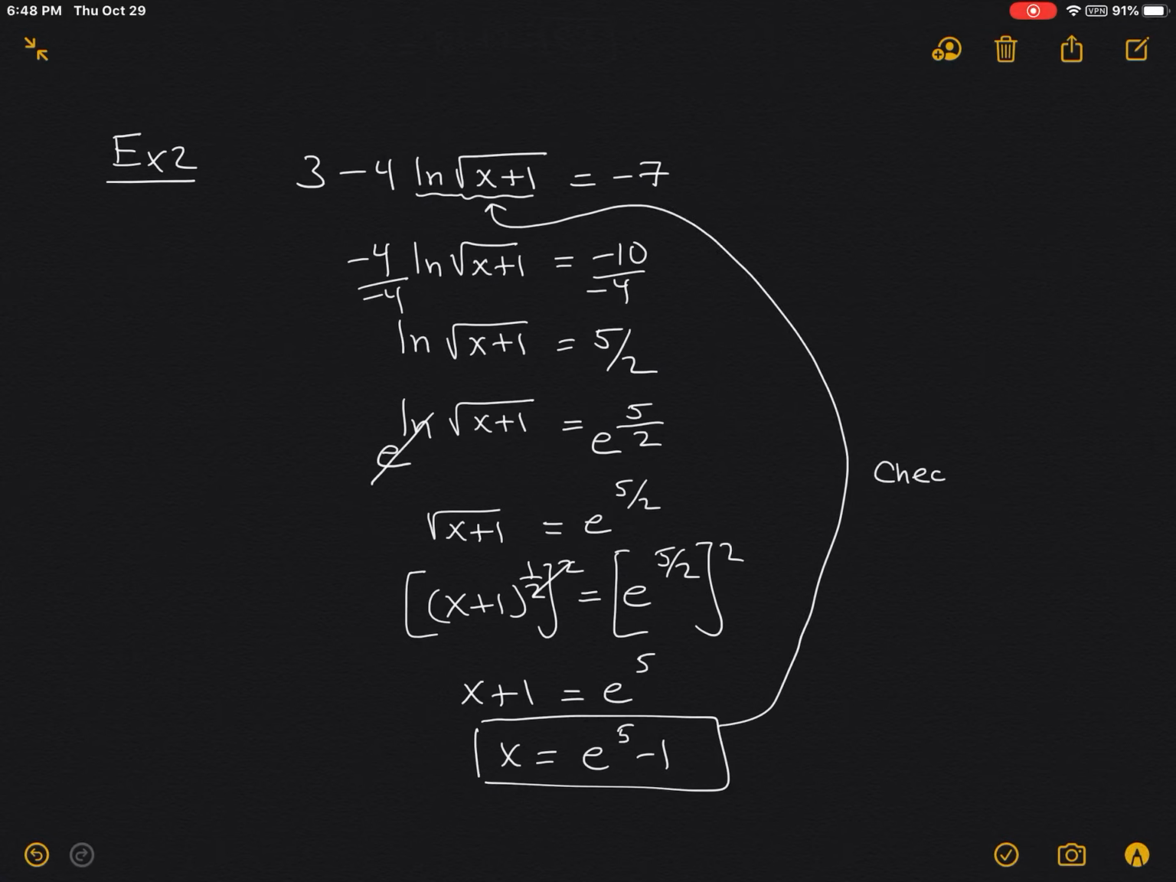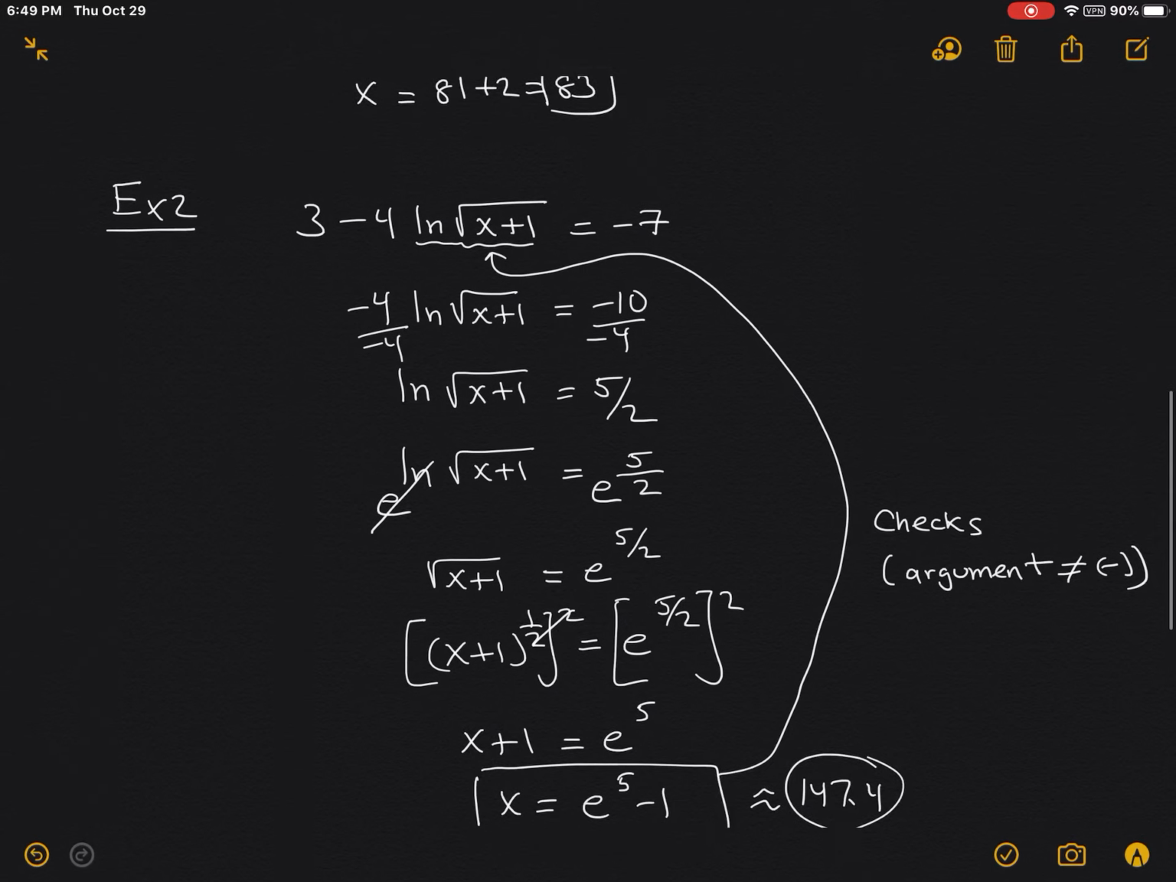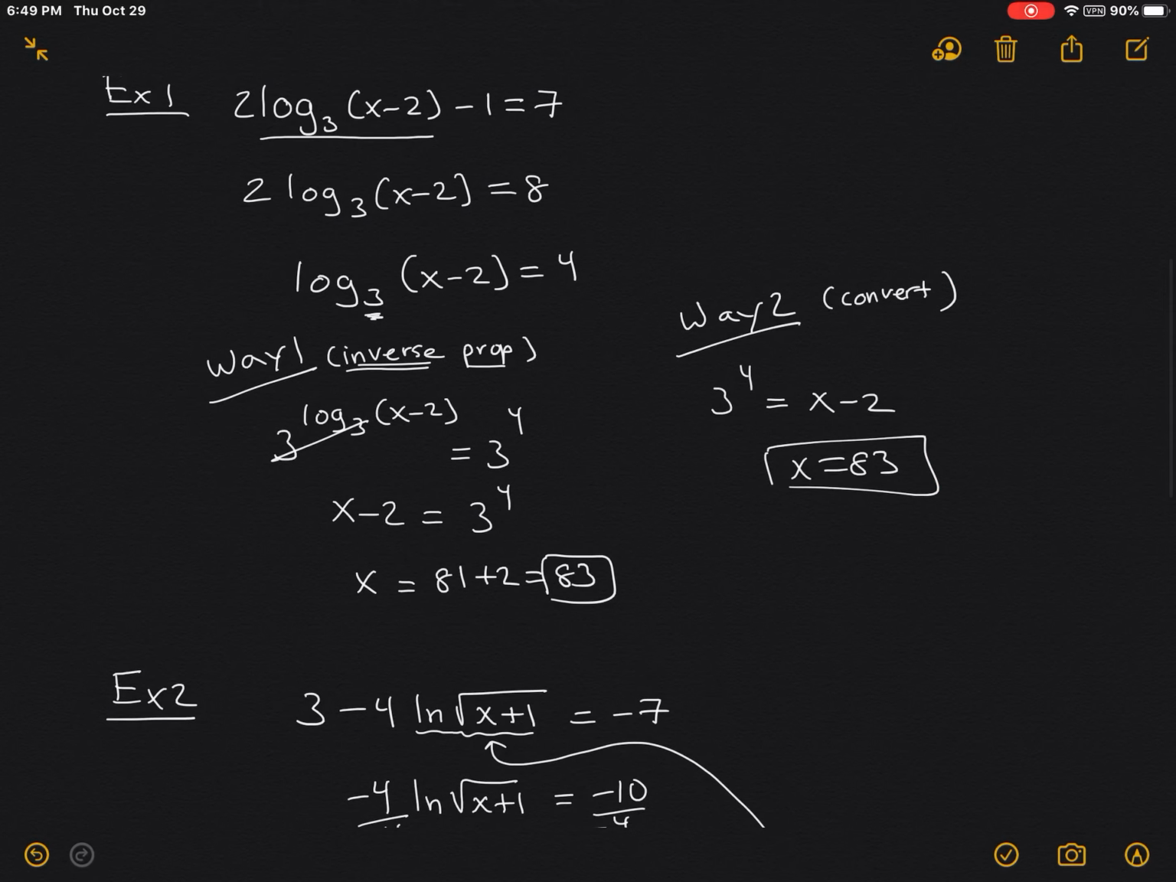if you plug this back into the original equation, right? I mean, e to the 5th, if you enter that on your calculator, let me just see what the approximate value is. E to the 5th, it's probably going to be 148 something, minus 1. The approximate value is about 147.4. And if you plug this in, the argument is not going to equal a negative number. And that's really what you want to check, okay?